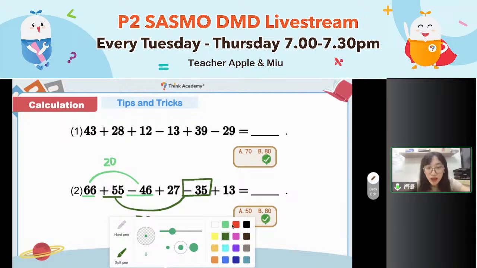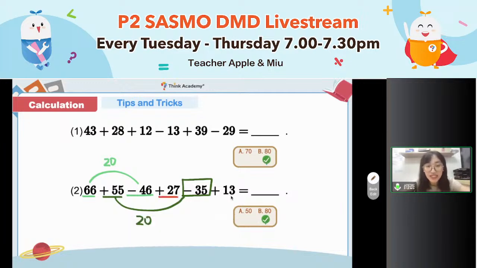Finally, we still have the last two numbers, plus 27 and then plus 13. Find the best friends. We have 7 plus 3. 7 plus 3 equals 10, and then regrouping, we have 20 plus 10 plus 10. Here we have 40. It is 40, it is not 30. Finally, you can get the answer. 20 and then plus another 20 and then plus another 40. So in this way, we get 80.